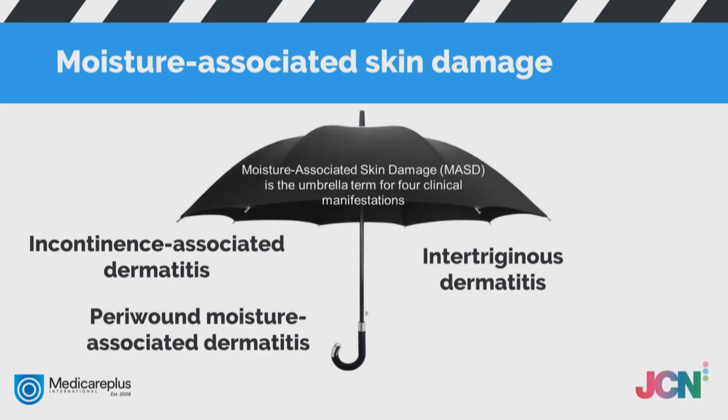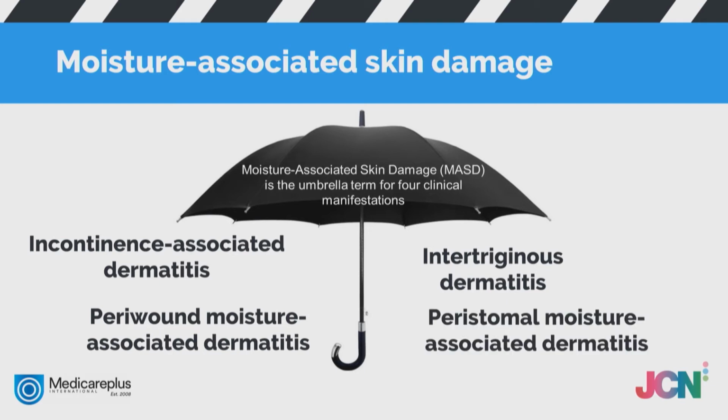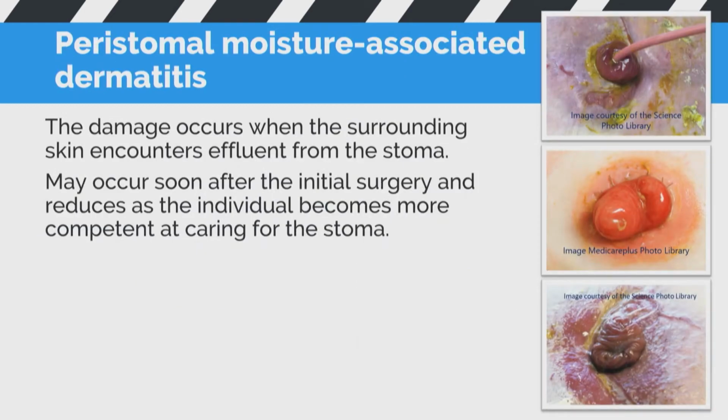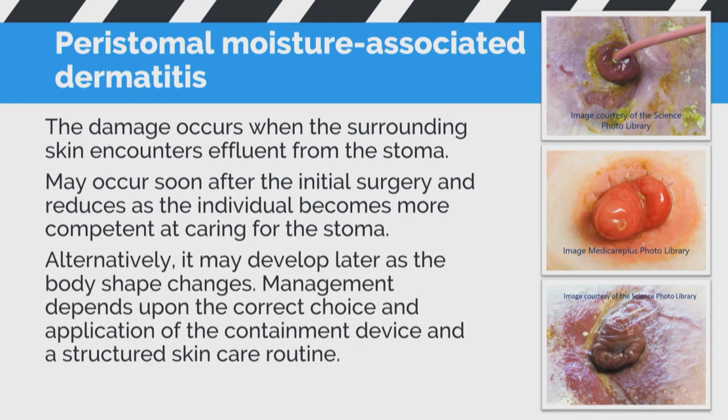Okay, so moving on to peristomal moisture-associated dermatitis. So this damage occurs when the surrounding skin encounters effluent from the stoma. This may occur soon after the initial surgery and then reduce as the individual becomes more competent at caring for the stoma. Alternatively, it can also develop later as the body shape changes, way down the line post-operatively. So management depends upon the correct choice and application of the containment device in addition to a clearly structured skincare routine.